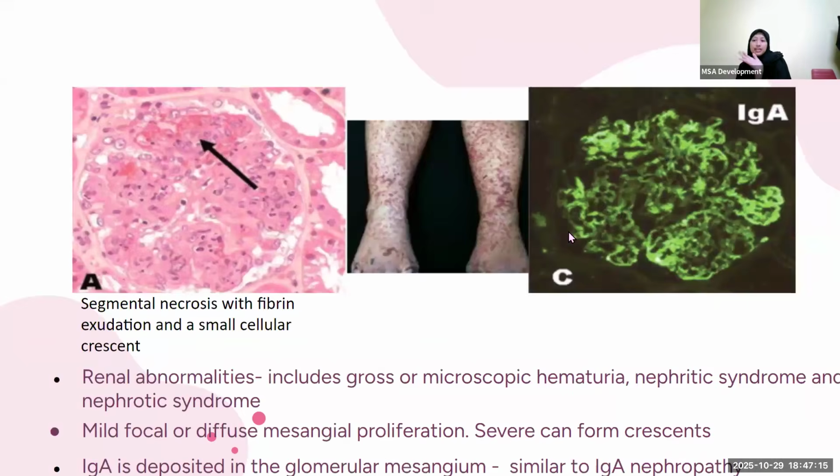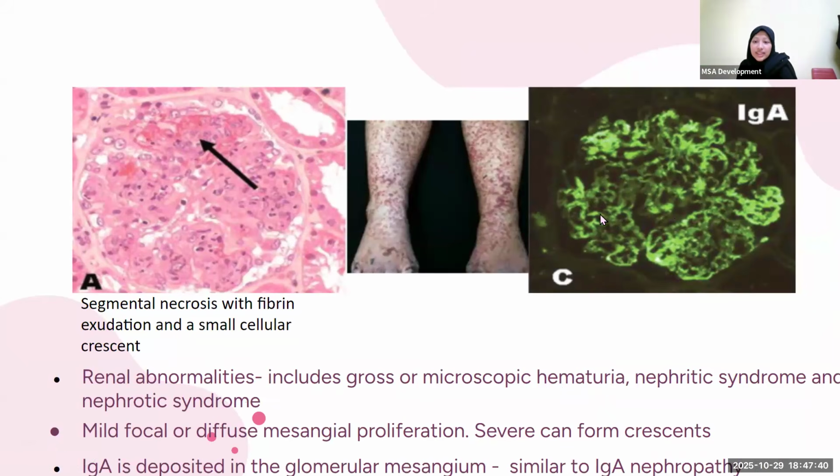Okay, that was for SLE. The whole thing was for SLE. Now, if you see this kind of picture and the patient presents with things like rashes in the legs, they will come with other renal abnormalities such as hematuria, nephritic and nephrotic, so a mixture of both again.